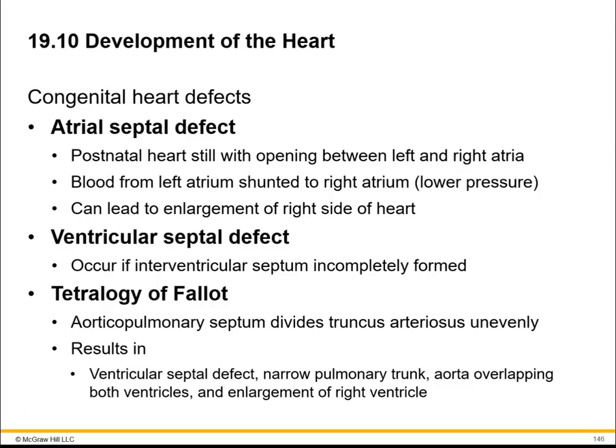So there's a few we'll talk about. Let's start with atrial septal defect. This is when the postnatal heart still has that foramen ovale open. We call that a PFO, patent foramen ovale. So there's that opening between the left and the right atria. And what happens is blood from the left atrium is going to be shunted to the right atrium, right? Because remember, after you're born, the left side of the heart now has higher pressure than the right side of the heart. So blood is going to move from the left side to the right side. This can lead to stretching of that right side of the heart and enlargement of it.